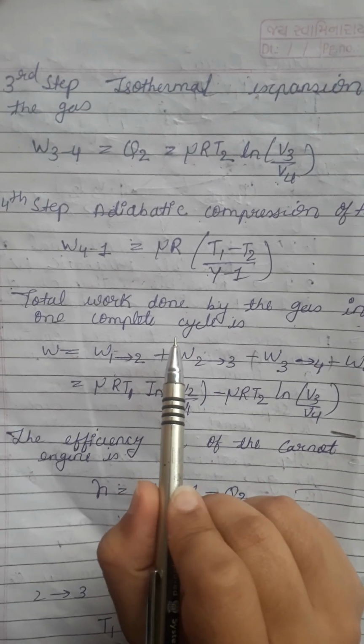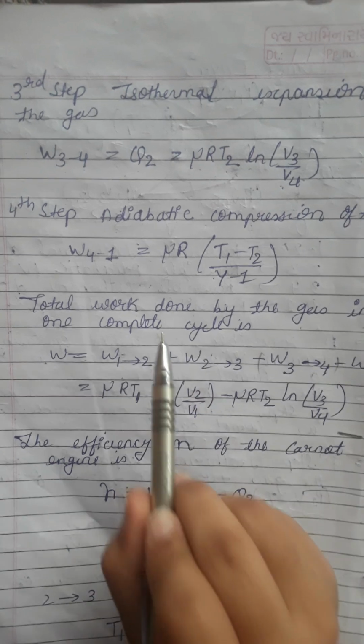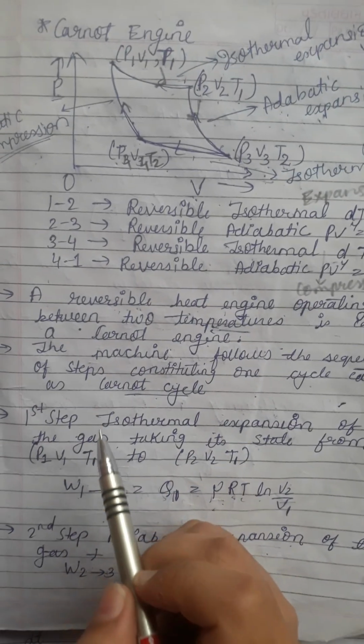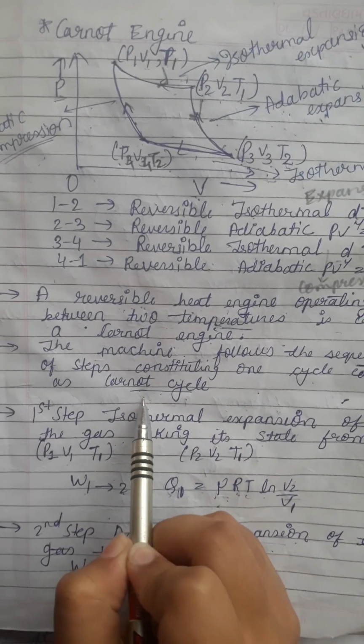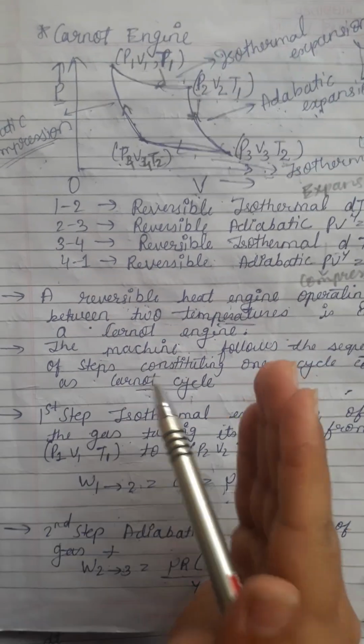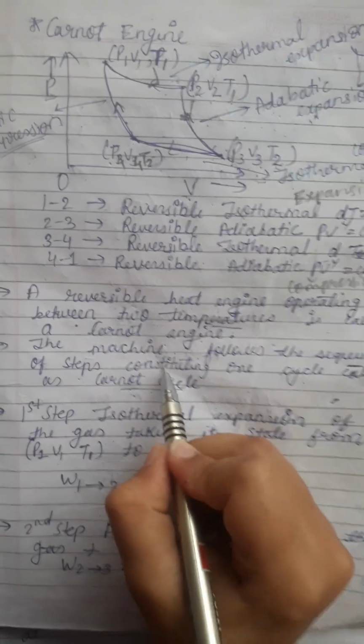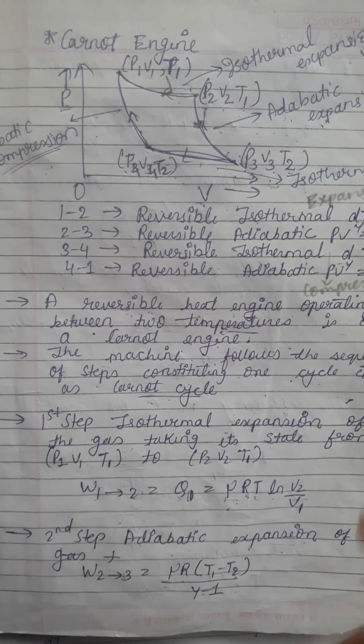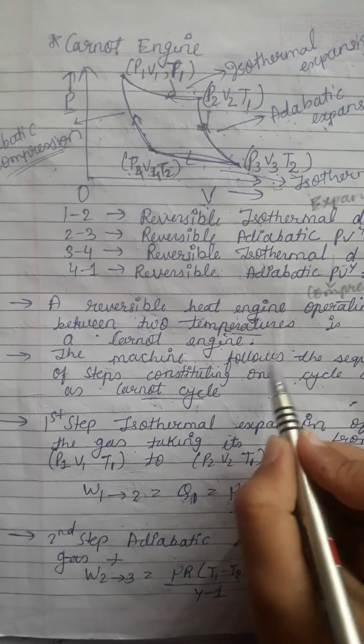Now what do you mean by cycle? Pause the video and repeat the definition with me. Let us repeat it again if you can't remember it. Now here, what is the definition of Carnot cycle? A machine follows a sequence of steps, and the sequence of steps constitutes one cycle. Following the sequence of steps but executing only one cycle, it is known as a Carnot engine.